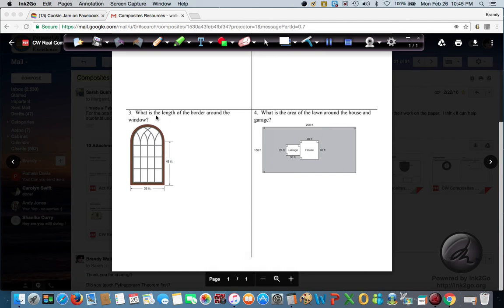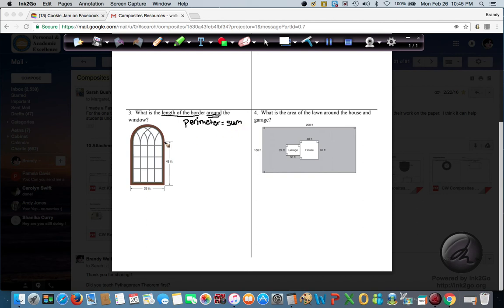Number 3 says, what is the length of the border around the window? We have lots of clues here that we're looking for perimeter. We want the length of the border, and then we have the word around. And this means that we are looking for the perimeter. Now, perimeter means we need to add up all the sides, right? Perimeter means the sum of all sides. And you can write this down if you need a reminder.